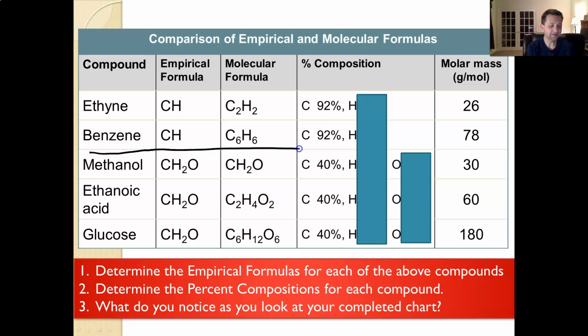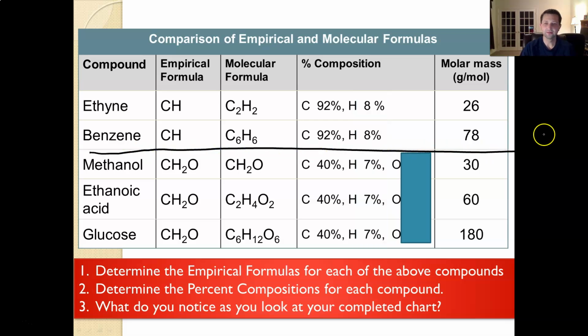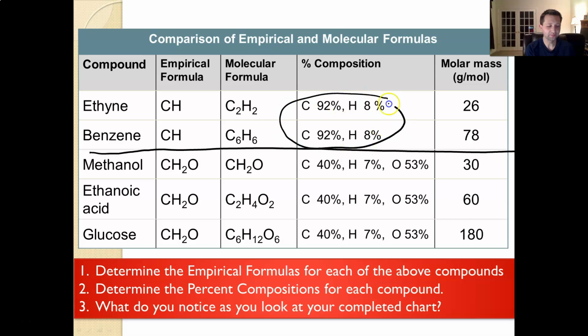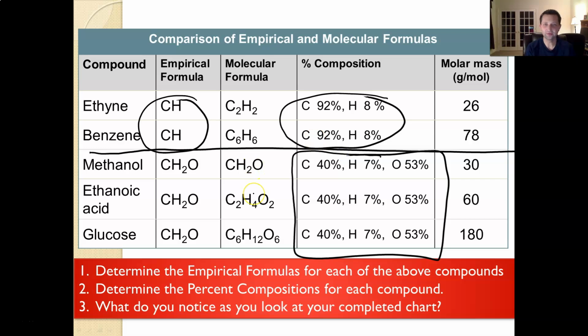For ethyne and benzene, the percent composition is the same, because your empirical formula is the same. Look at the last three. Percent composition is all the same, even though your molecular formula differs. It's the same empirical formula.